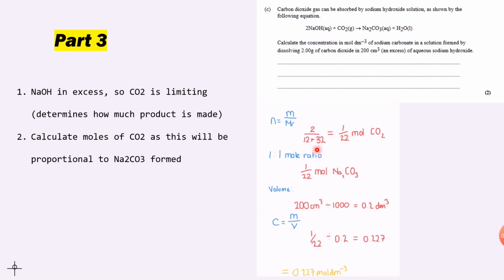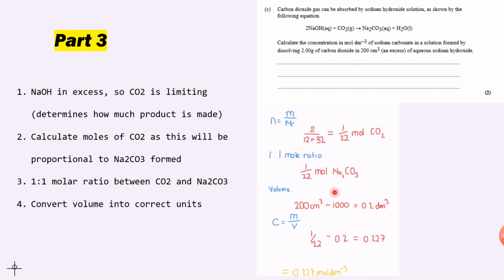And then we look at our molar ratios again, and we have a molar ratio of 1 to 1 because both the coefficients out the front of the molecules are 1. So this means that we also have 1 over 22 moles of sodium carbonate. And then we again want to convert our volume into the correct units because it has given us in the question that it wants the concentration in moles per decimeter cubed.